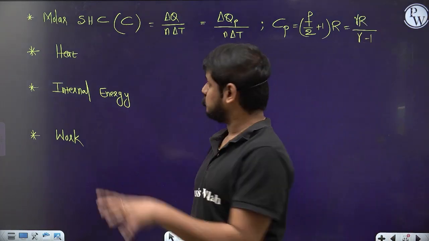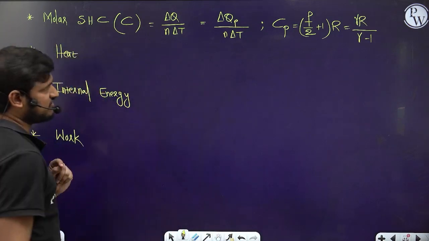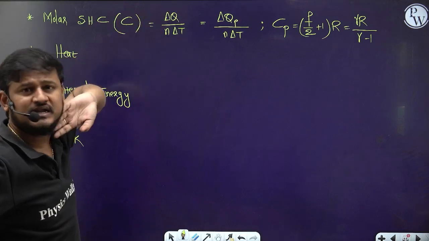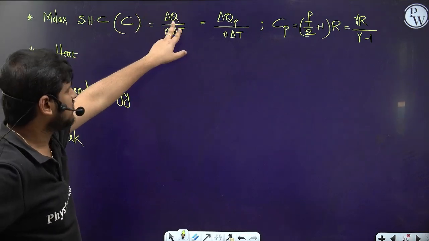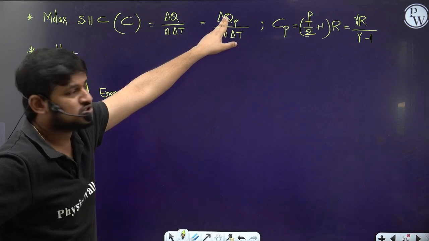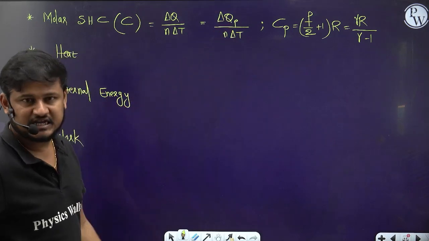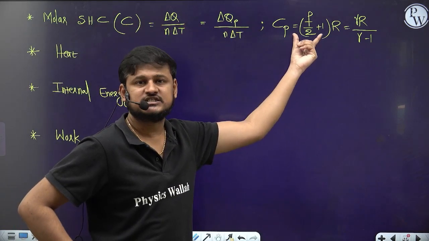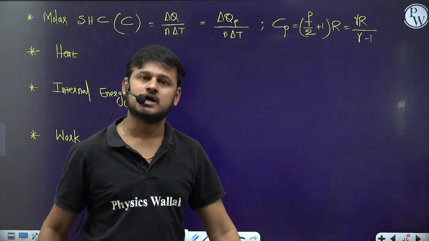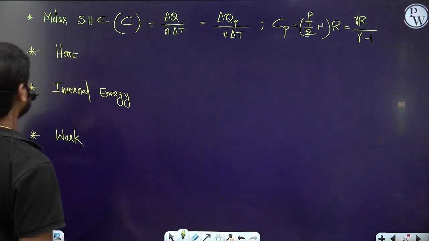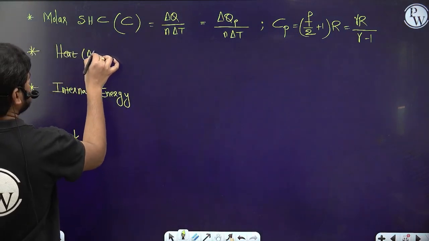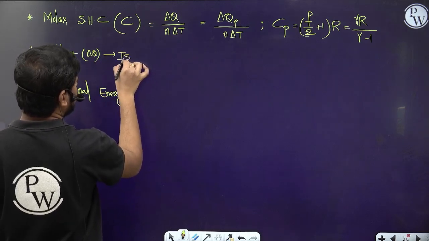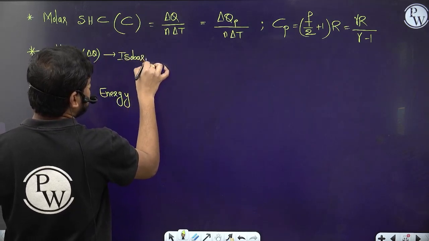I'll go a bit slow, so just understand the concepts carefully. The molar specific heat capacity is delta Q by n delta T at constant pressure, so it's the heat absorbed at constant pressure by n delta T. The Cp formula you can also write in terms of the degrees of freedom, or in terms of gamma. Now, what is the heat at constant pressure? Constant pressure means I am talking about the isobaric process.